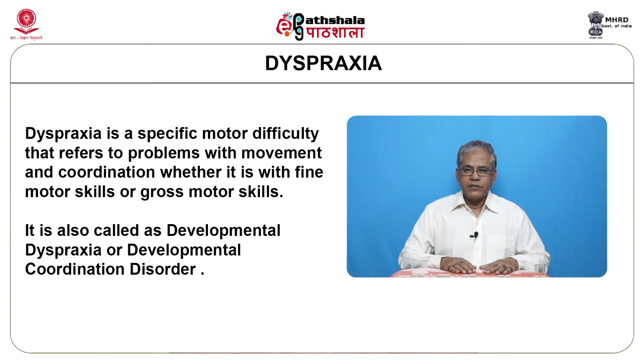Dyspraxia is a specific motor difficulty that refers to problems with movement and coordination, whether with the fine motor skills or gross motor skills. It is also called developmental dyspraxia or developmental coordination disorder. It is not certain what causes dyspraxia, but it is thought to be due to an immaturity in neuron development in the brain.